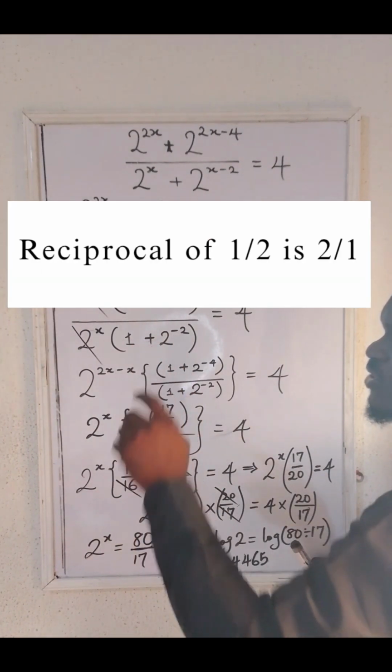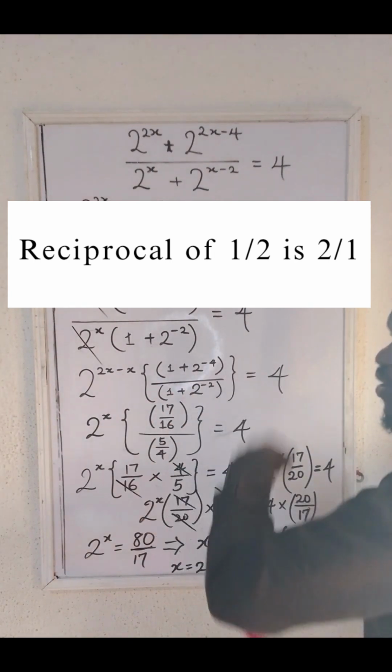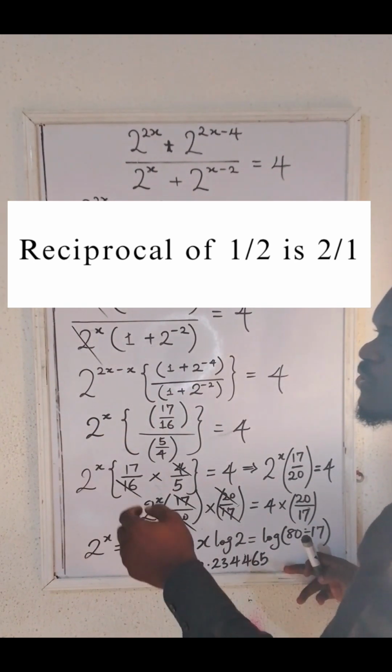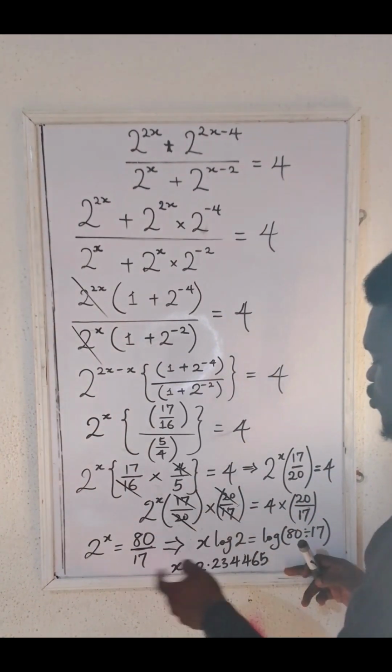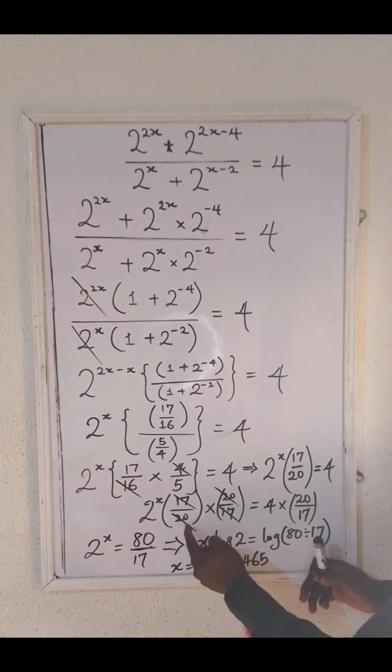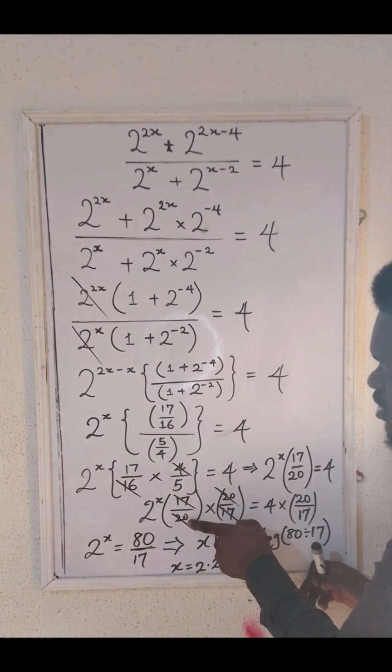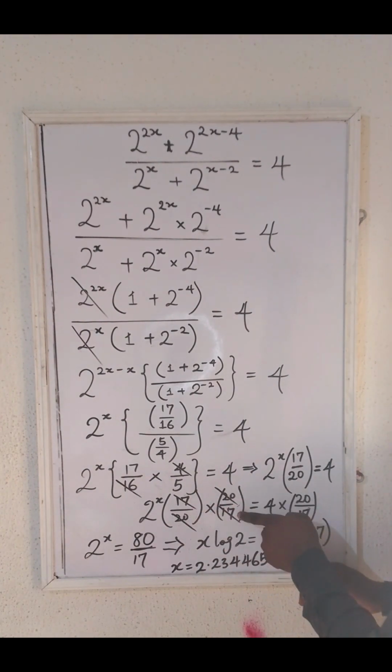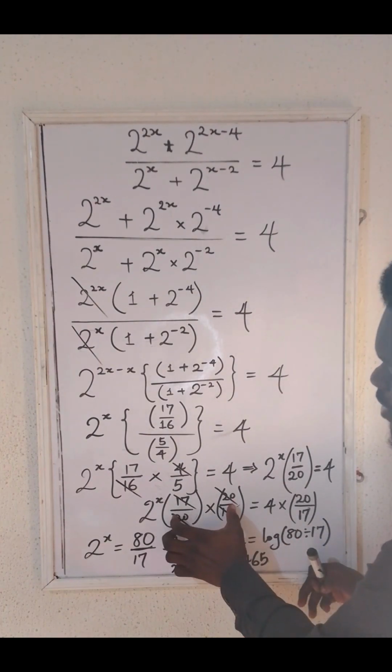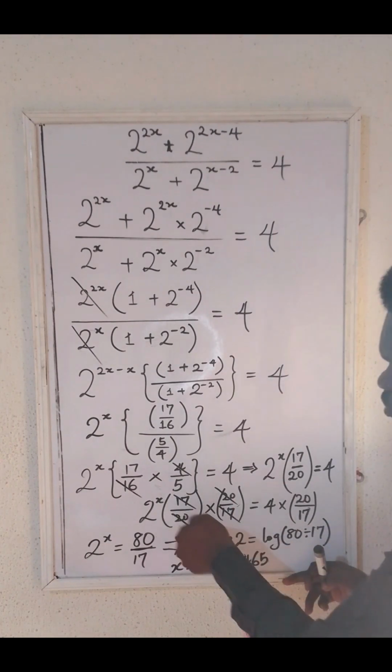Once you have 1 over 2, the reciprocal of 1 over 2 will be 2 over 1. What about 3 over 6? The reciprocal of 3 over 6 will be 6 over 3. That's just the way it works. So I multiply both sides by the reciprocal. So since we are having 17 over 20 here, the reciprocal will be what? 20 over 17. Multiplying that, you can see that they eliminate. 17 will cancel 17, 20 will cancel out 20.